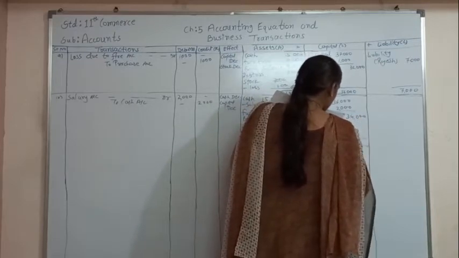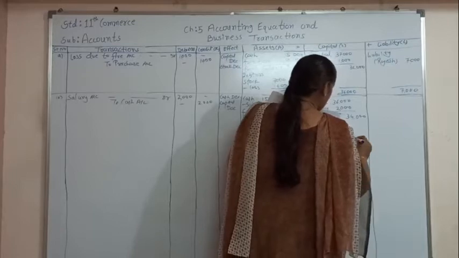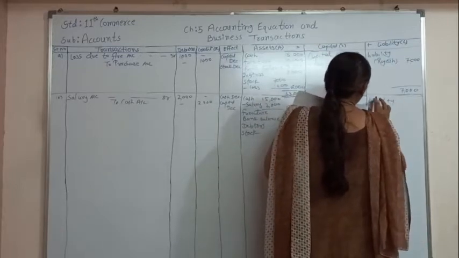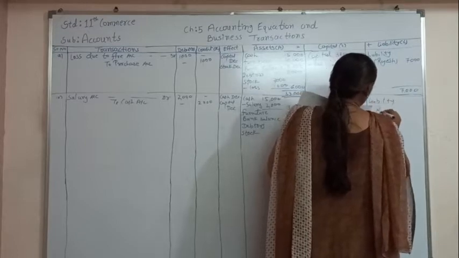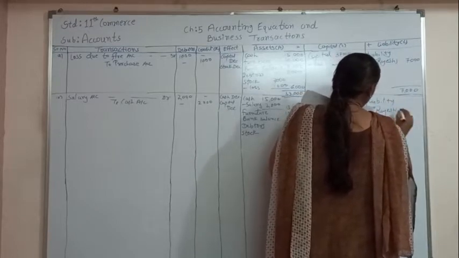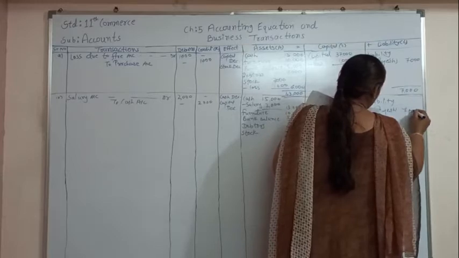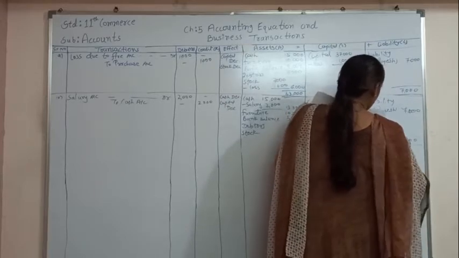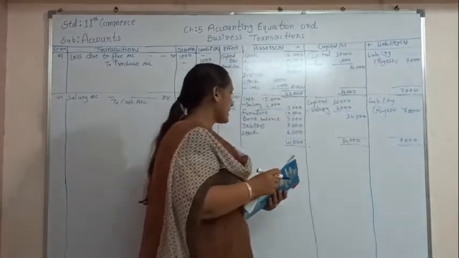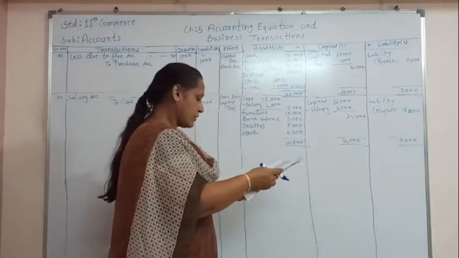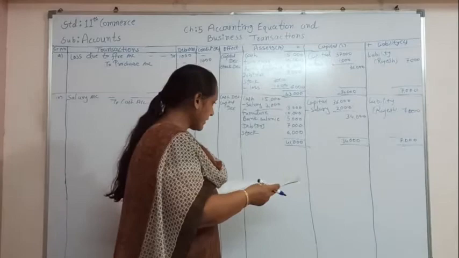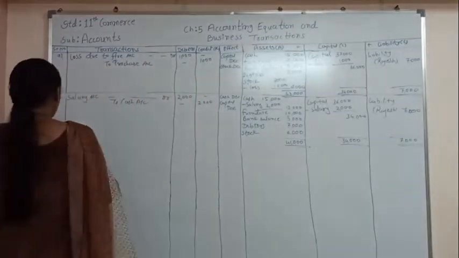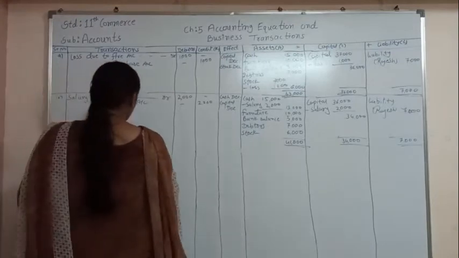So here 34,000, and here liability of Rajesh will be 7,000. So 34 plus 7, it will be 41,000. So here is the total.